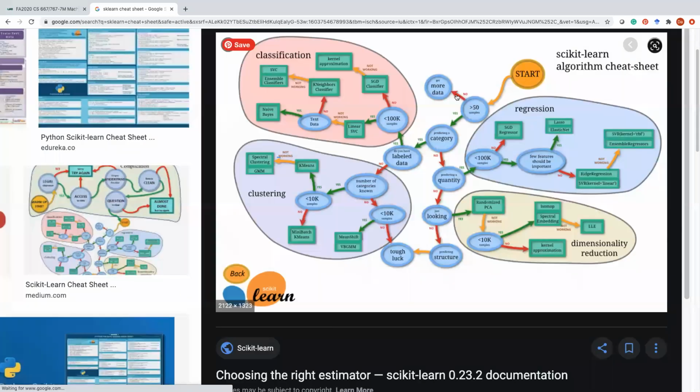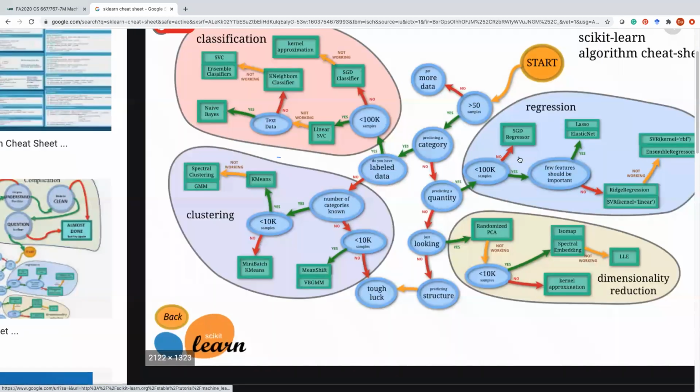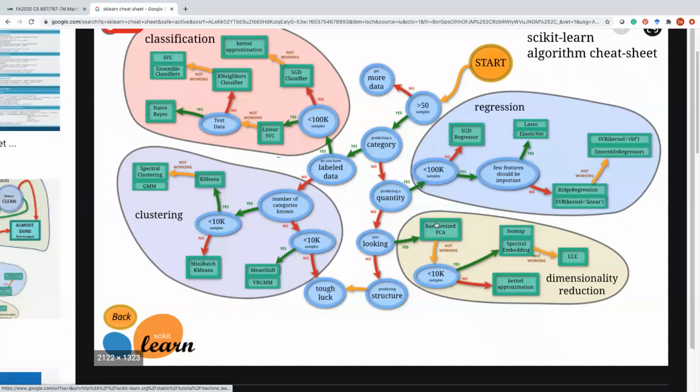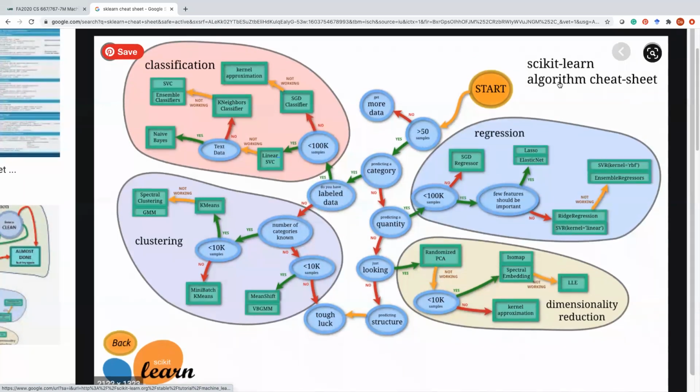You start and you see how much data you have and which problem you have, and which model to go to. So they have this kind of algorithm. You can also follow this rule. Usually it works pretty well.